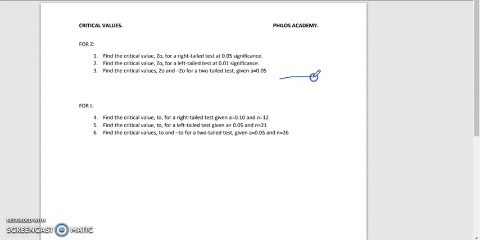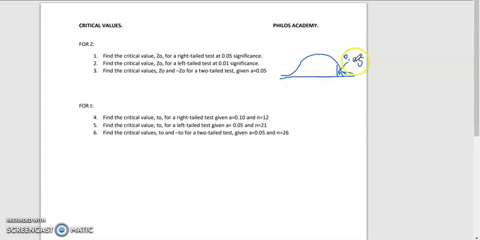So let me sketch a curve. Your curve shouldn't touch the x-axis. Okay, now when you shade this part, they said it's a right tail, meaning that this part is 0.05. That's the meaning. Okay, 0.05. Now, if this part is 0.05, what will be this part?